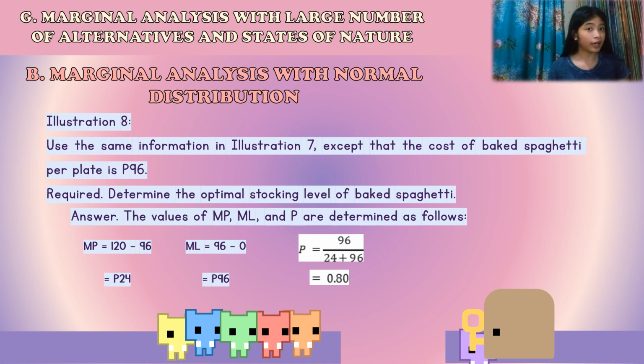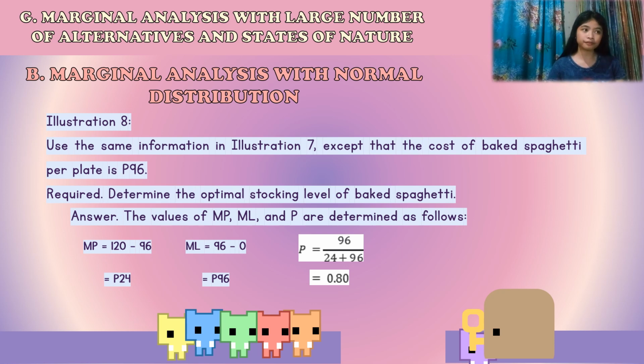So, in order to do that, we have to proceed on the steps na ginawa rin natin kanina. First, we have to determine the MP, ML, and P. In order to do that, we just have to deduct cost per plate to the selling price. And there we have the marginal profit of 24 peso. 120 less 96 is equal to 24. That is the marginal profit.